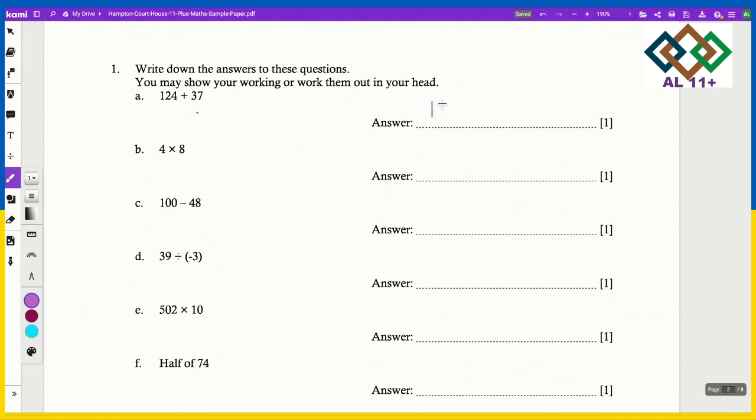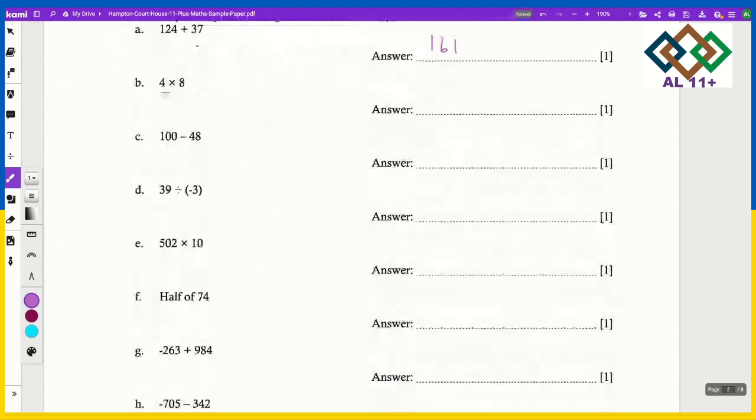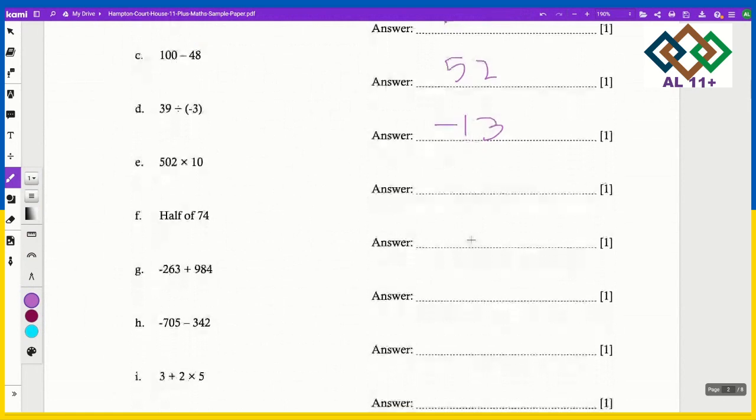That's 161, and then they have 4 multiplied by 8. You need to know your tables. For this one it is 32. Then you have 100 divided by 8. That's 52. You have then 39 divided by minus 3. So remember your sign, because some of you do this one wrong, it is minus 13.